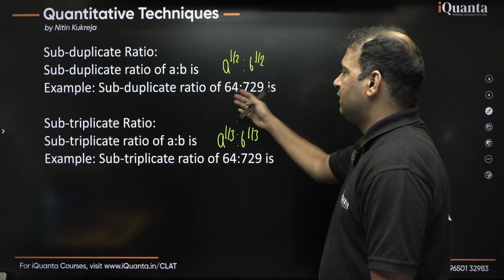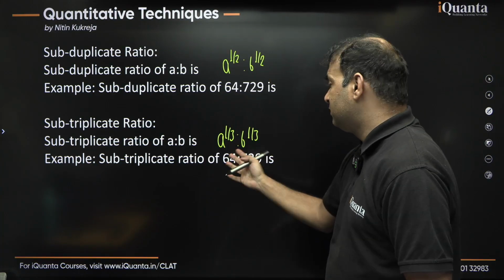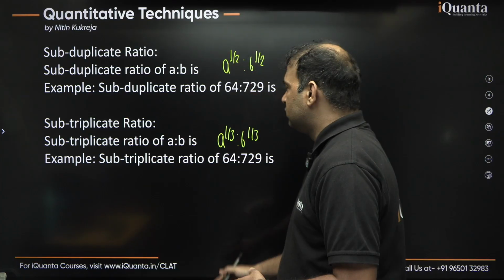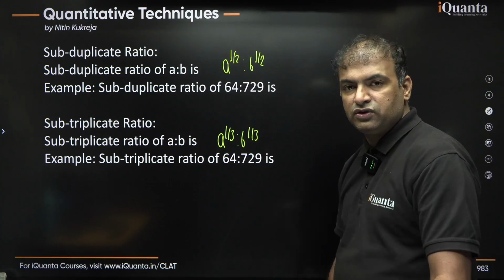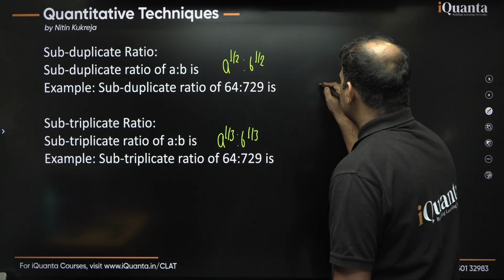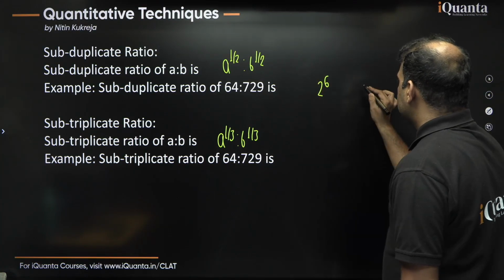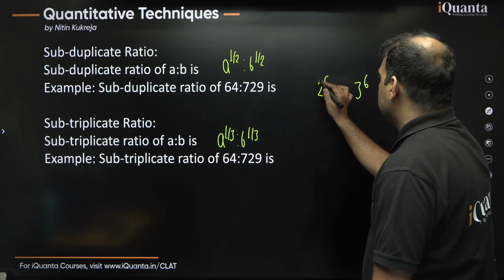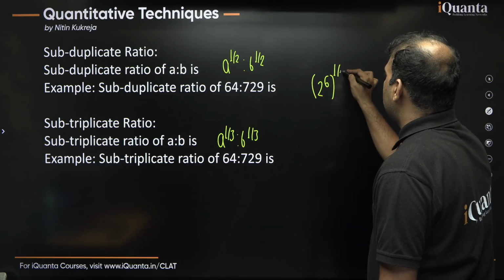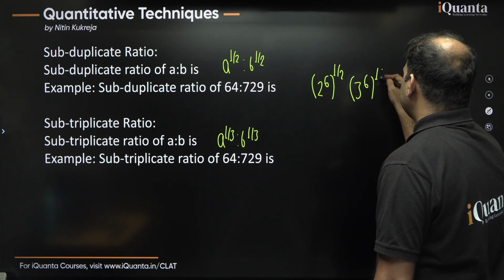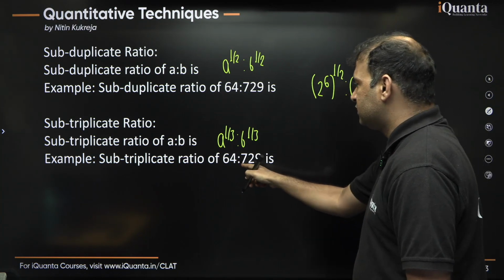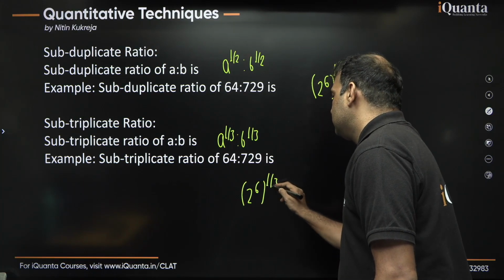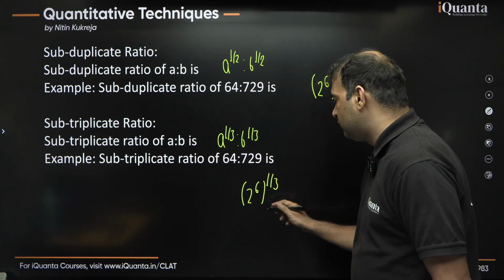Now guys, the examples. The subduplicate ratio will be what? We have to find the square root of these terms. Similarly here, the cube root of these two terms when we have to find the subtriplicate. So the terms we have taken are 64 and 729. Now guys, 64 you can say is nothing but 2 raised to power 6, and 729 is 3 raised to power 6. Now if we have to find the subduplicate, we can say subduplicate means the power half of the terms, right? Similarly, if you have to find the subtriplicate of them, that means power 1 by 3 of them, right? First 64 is 2 raised to power 6 and power 1 by 3.